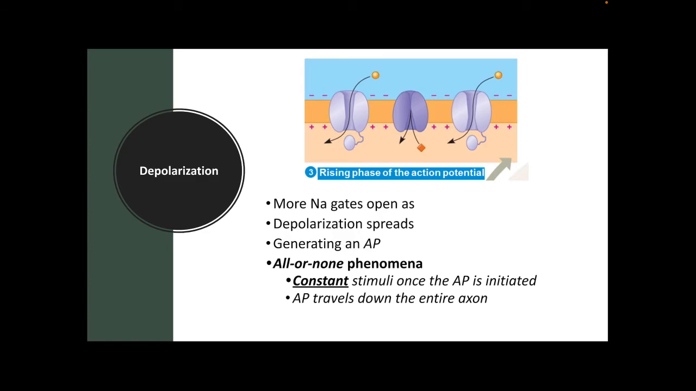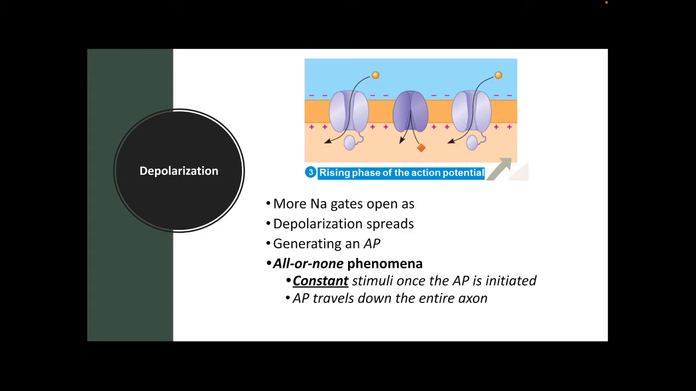Continuing with depolarization, when depolarization happens, you're going to have this occur throughout the entire neuron. You're going to have a bunch of these sodium channels continue to open along the entire neuron. So it's going to create a wave-like effect of depolarization. And this wave is also known as an action potential.